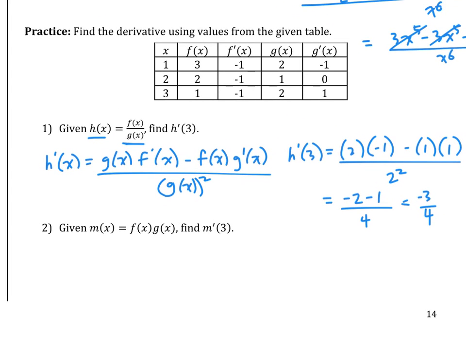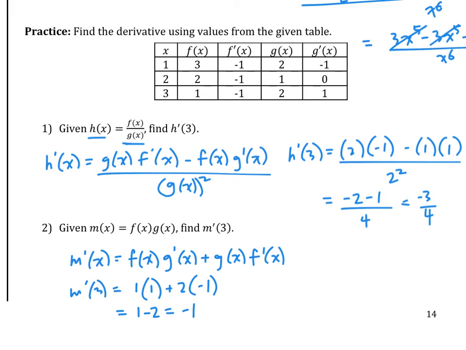All right, let's have you try. Given m is f times g, find m prime of 3. Okay, the answer is -1.